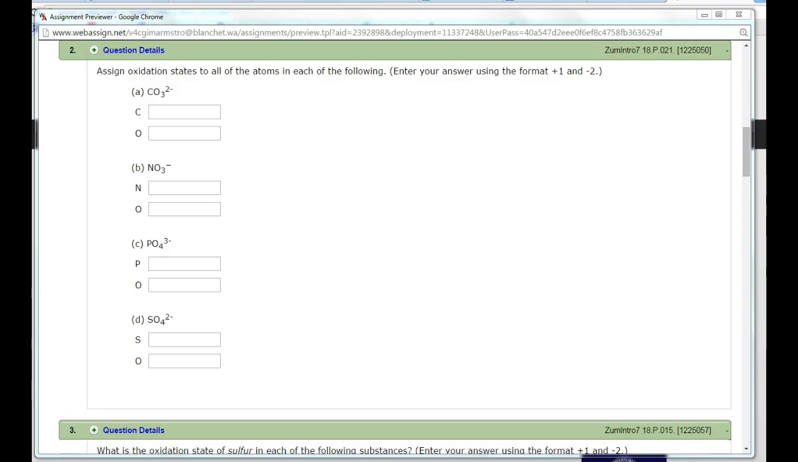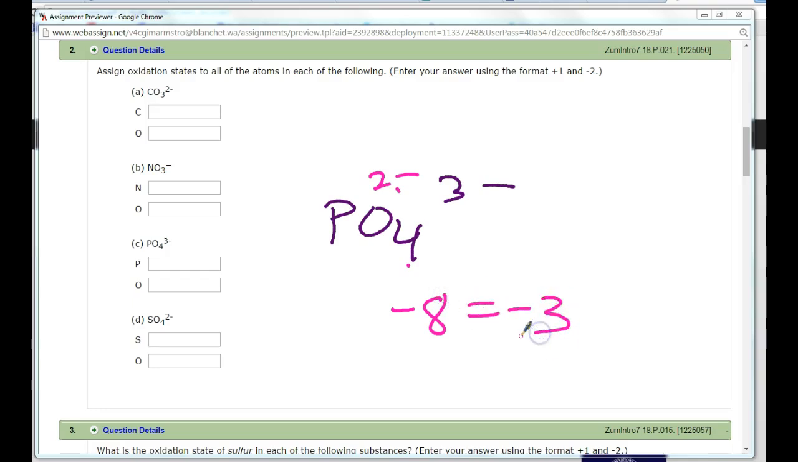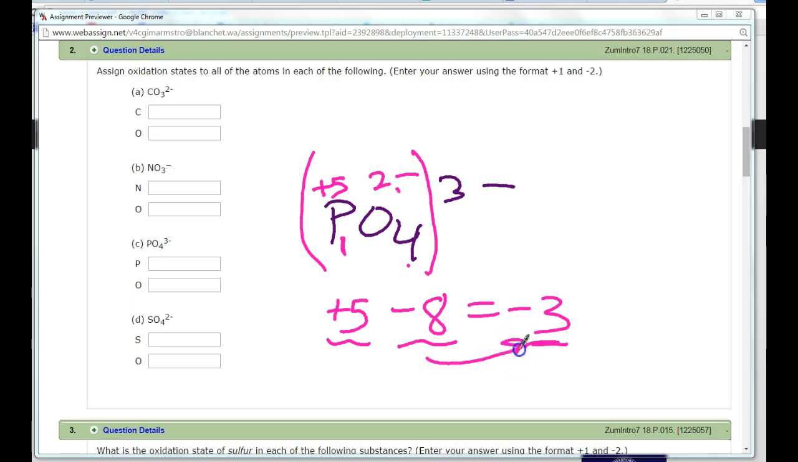Let's look at this next one, PO4 with a 3 minus. Oxygen is almost always a minus 2, so 4 times minus 2 is minus 8. This has to add up to a minus 3. If you need those parentheses around that, that's fine. So what must this 1 P be to make it add up to a minus 3? It must be a plus 5. So plus 5 and a minus 8 do equal a minus 3. So we have a plus 5 and a minus 2.